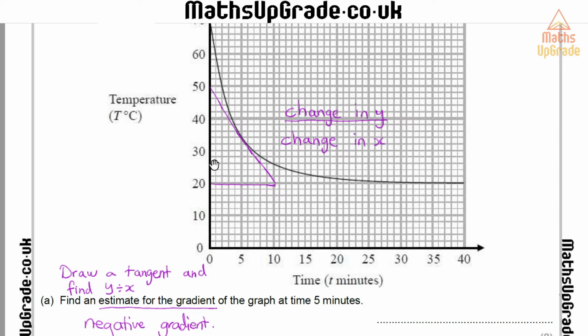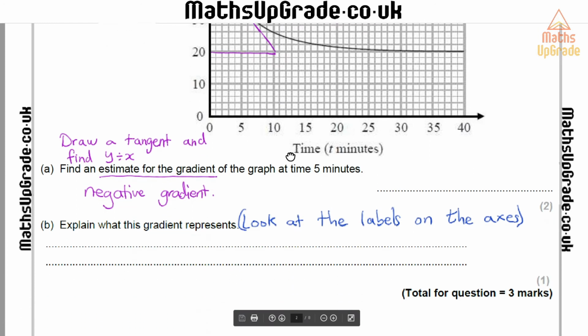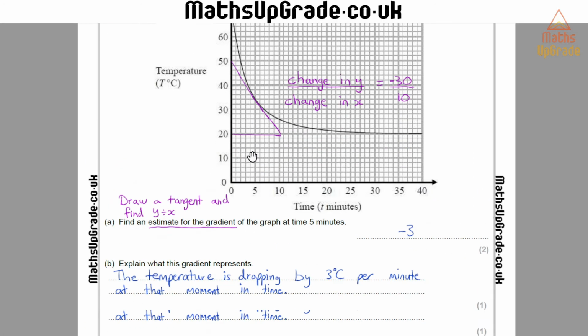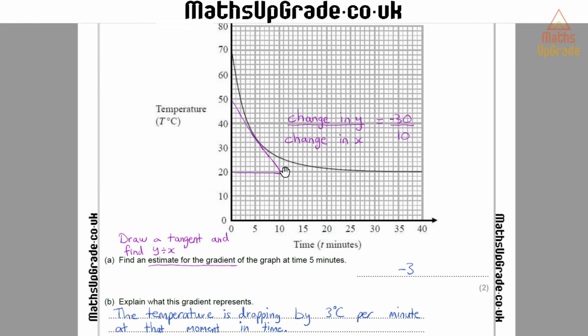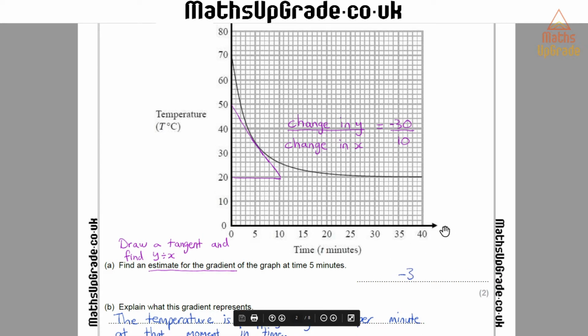So here's the vertical distance, 50 to 20, so that's 30. And here's the horizontal distance, 10 to 0, so that's 10. So it's going to be 30 divided by 10, which is going to be 3. Now, since it's a negative gradient, it's going downhill, it's going to be negative 3. So don't forget that negative sign there. And that is 2 marks.